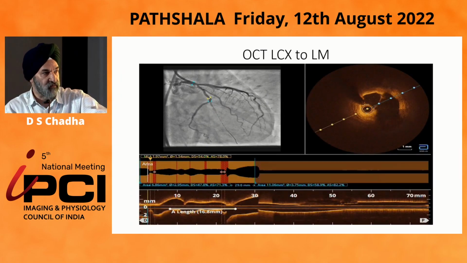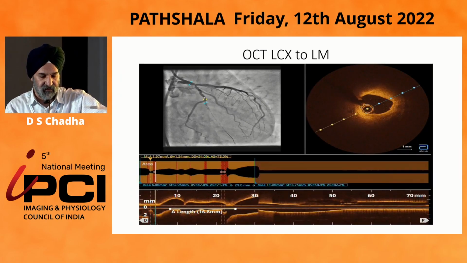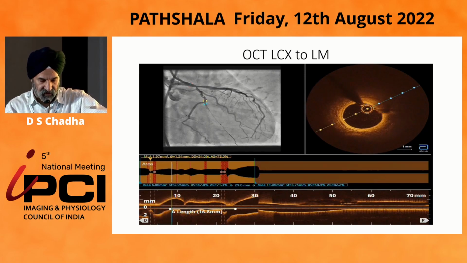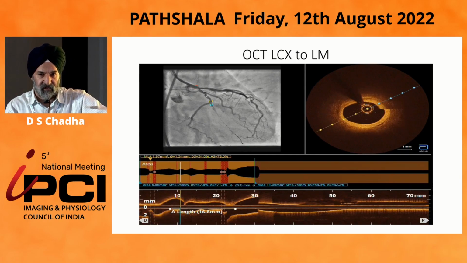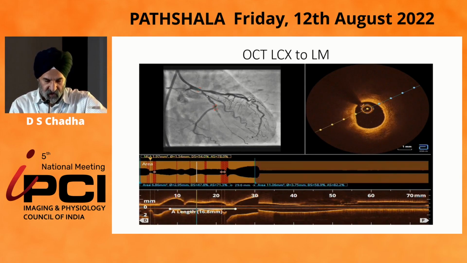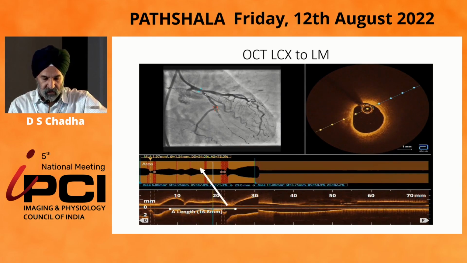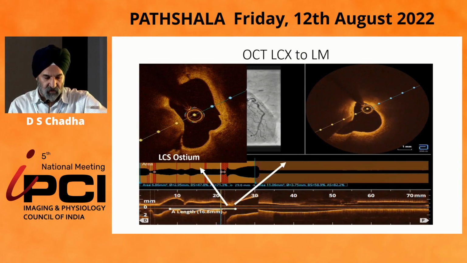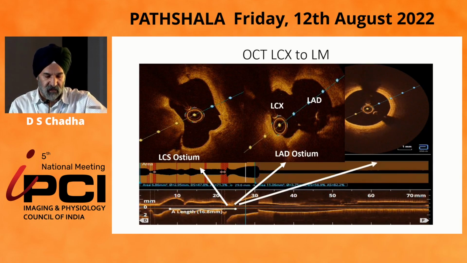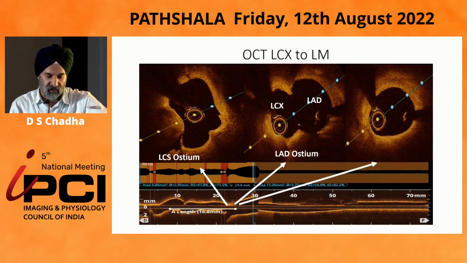Then we took a run from the circumflex to the left main. This was done prior to stenting the distal circumflex, which was occluded, so that's why the distal circumflex is not seen to be filling very well. All right, I'll go to the still images. You have the circumflex ostium. Now this is just at the origin of the LAD branch. You can again see a little bit of plaque burden here and in the distal left main.